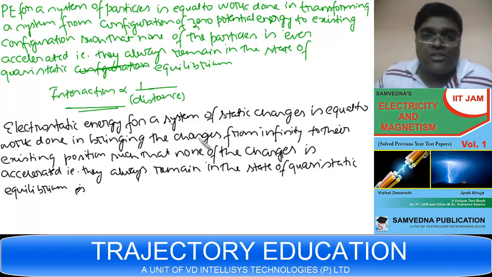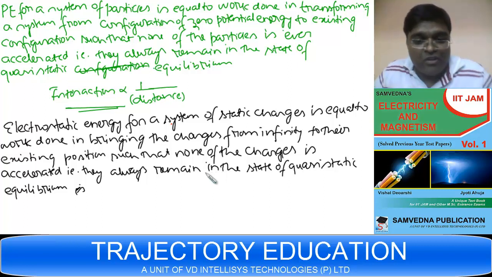Now an electrostatic system can be of two types. One is a system of continuous charges, another is a system of discrete charges. I'll try to find electrostatic energy for both. First I'll find electrostatic energy for the system of discrete charges, then I'll move to find electrostatic energy for a continuous distribution of charges. Alright.